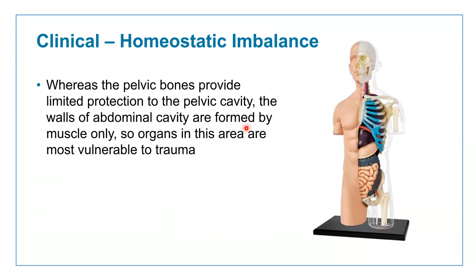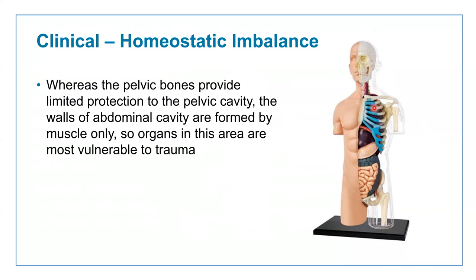Now, some clinical application, homeostatic imbalances. If you look at your cavities and ask yourself which organs are most protected in my body? Imagine that aliens came to this planet and knew nothing about human anatomy, and they just looked at this mannequin. They see there is a cranial cavity and a vertebral cavity that is fully protected by bones. The aliens would think, must be some important organs inside. And that's true. Your brain and your spinal cord are the most protected organs.